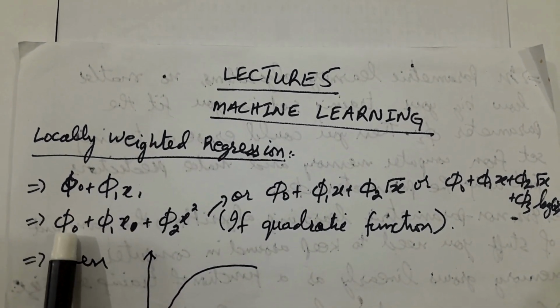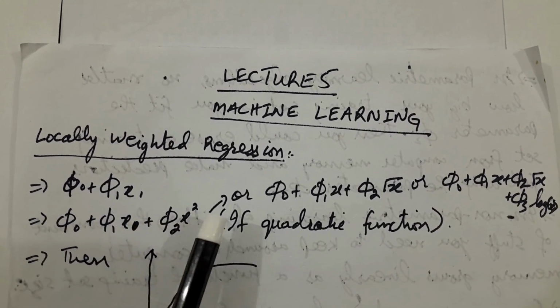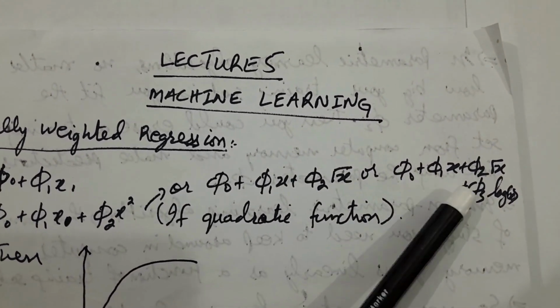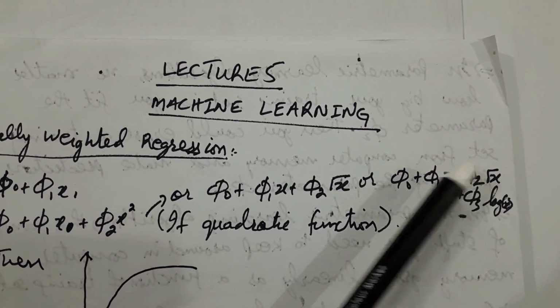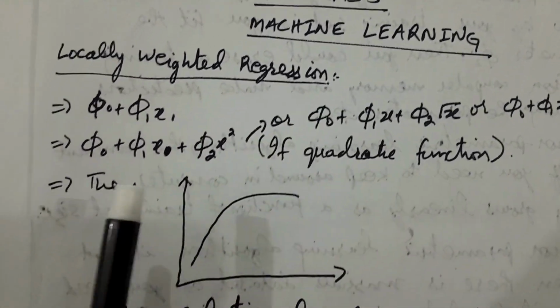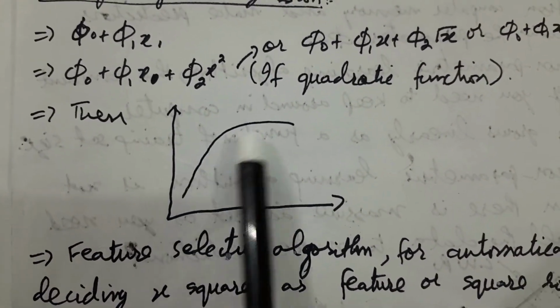sometimes we have phi naught plus phi 1 x plus phi 2 x square, if the quadratic function is there, sometimes with square root x, sometimes with log of x, sometimes with x square, and so on. These are the different equations. Now we consider here that is the case.